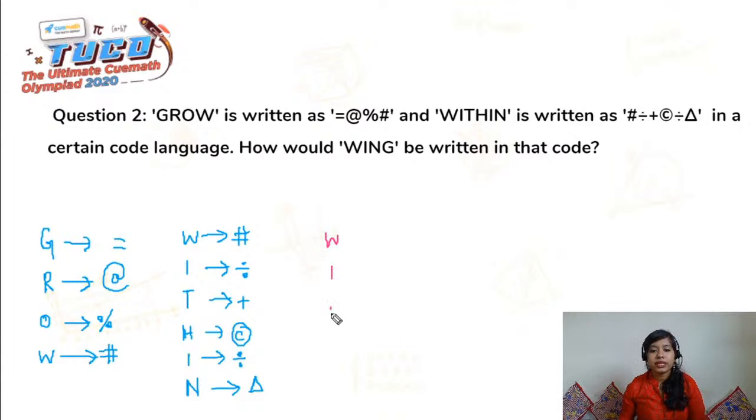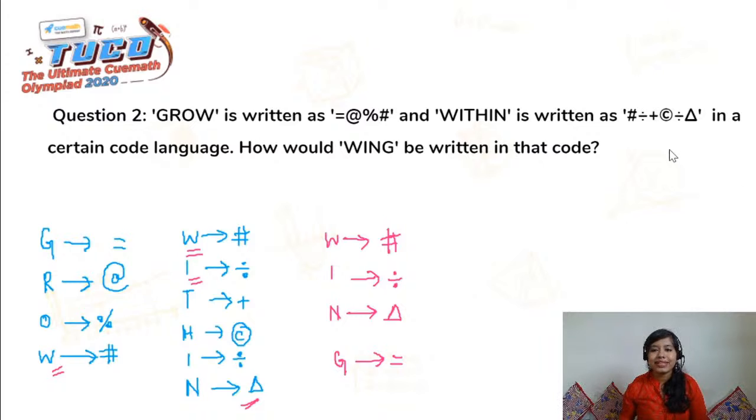So this is my WING, and here I know that my W is mapped to hash. See here, my W is mapped to hash, so I keep a hash here. Let's check for I. I is mapped to division, so I have a division symbol here. What is N mapped to? N is mapped to triangle, so I have a triangle here. And what is G mapped to? G is mapped to equal to, right?